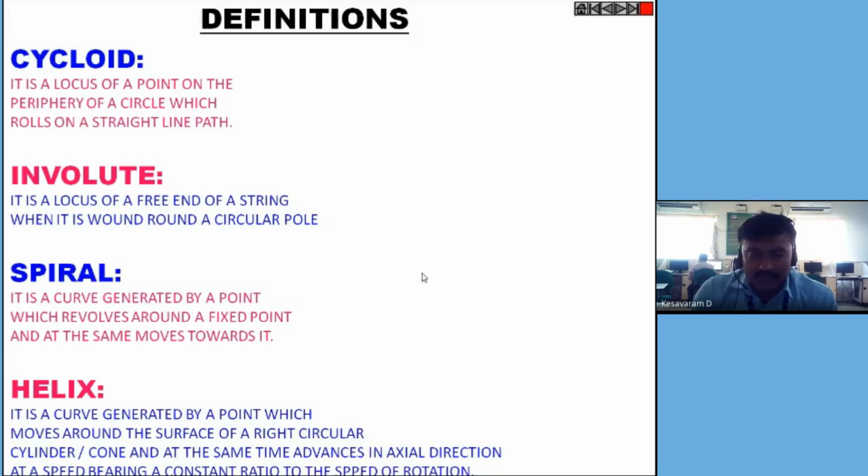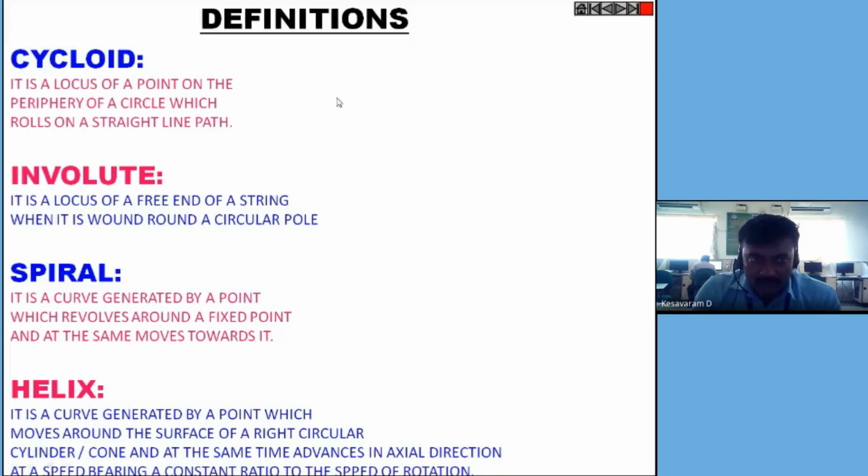Okay. If you unwind a string from a round or circular pole, the end of the string will follow a path. That locus of the end point is known as an involute. You can wind or unwind; while winding or unwinding, the free end of the string will follow some path. That path is known as an involute.